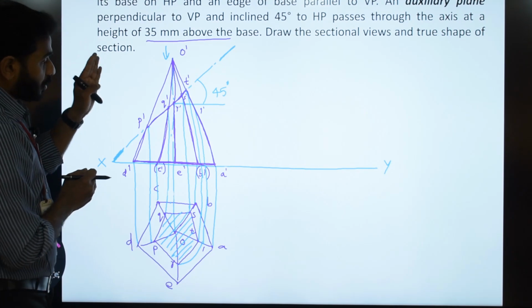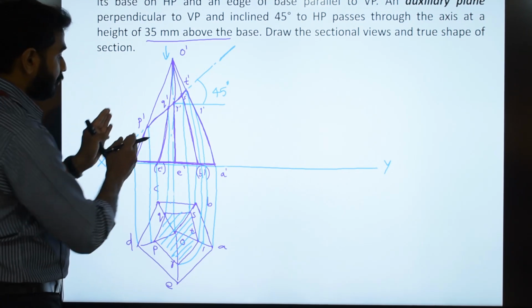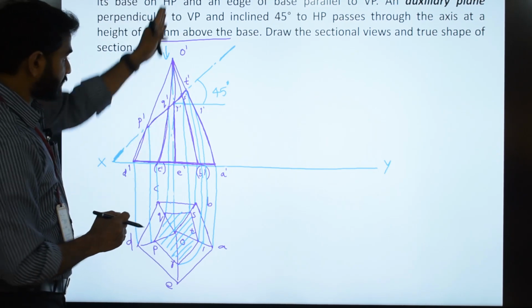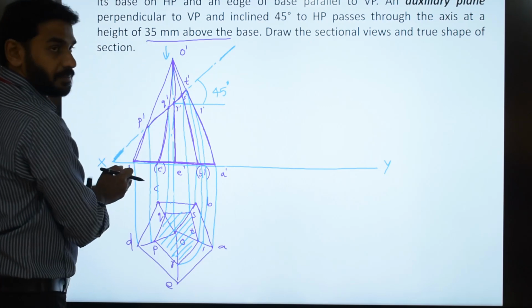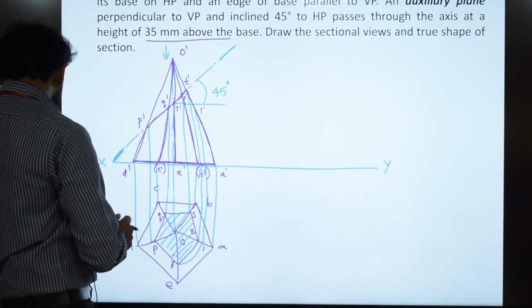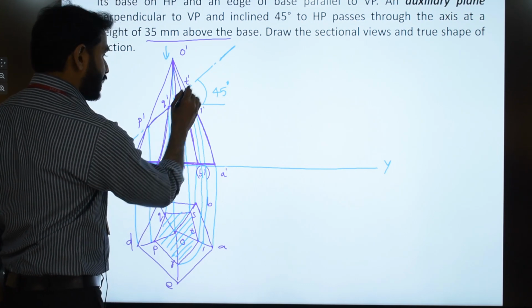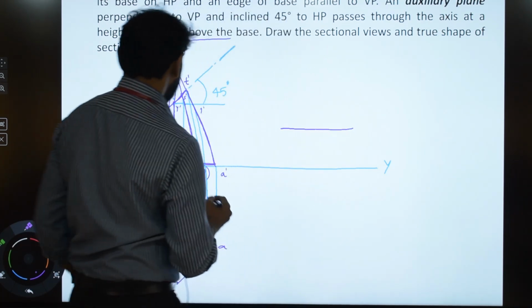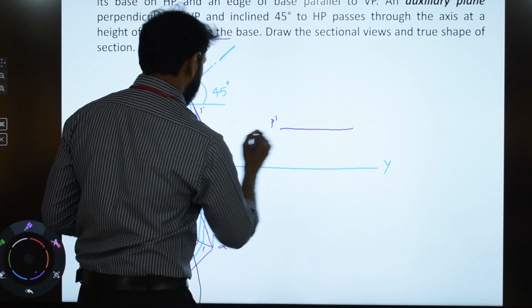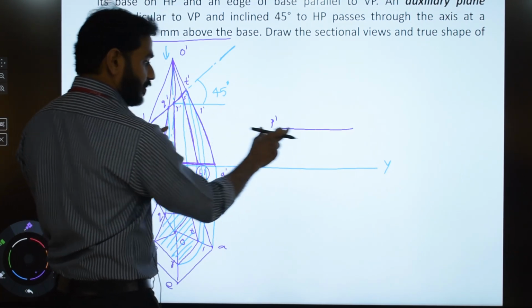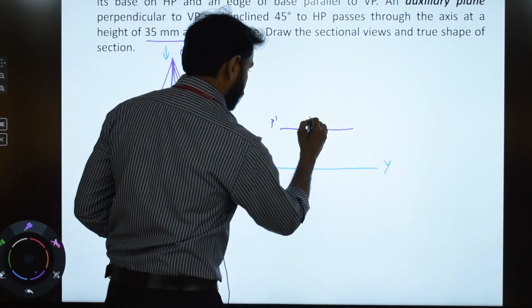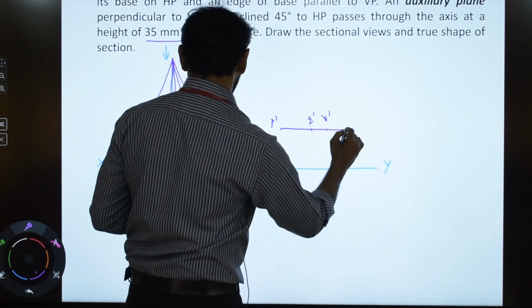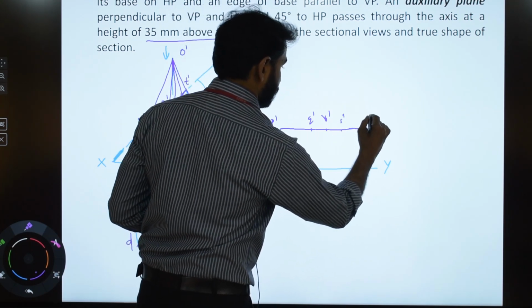So to see the true shape of the section, we make only this sectioned surface perpendicular to the direction of view. So this is the direction of view. We make this surface perpendicular to the direction of view. So only this surface, that is P dash, Q dash, R dash, S dash, T dash, that line we redraw here. We make it parallel to the XY line, and we mark all the points with the same distance. P dash, Q dash here should be the same here also. So P dash, Q dash, R dash, S dash and T dash.